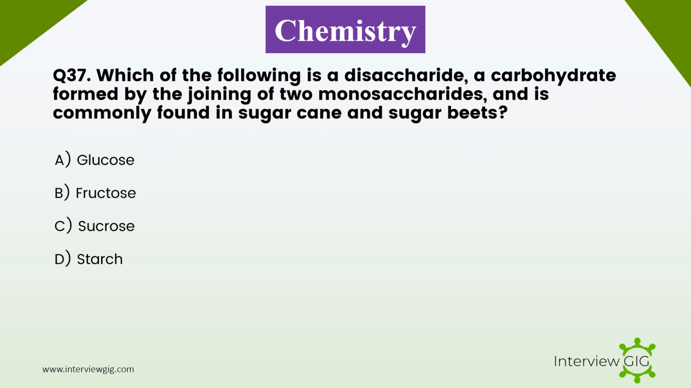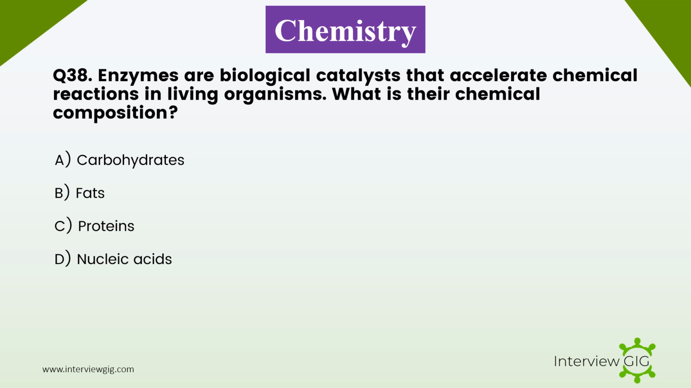Quartz. Next question. Which of the following is a disaccharide, a carbohydrate formed by the joining of 2 monosaccharides, and is commonly found in sugarcane and sugar beets? A. Glucose. B. Fructose. C. Sucrose. D. Starch. Answer C. Sucrose. Next question. Enzymes are biological catalysts that accelerate chemical reactions in living organisms. What is their chemical composition? A. Carbohydrates. B. Fats. C. Proteins. D. Nucleic acids. Answer C.